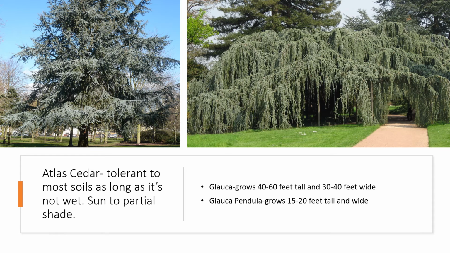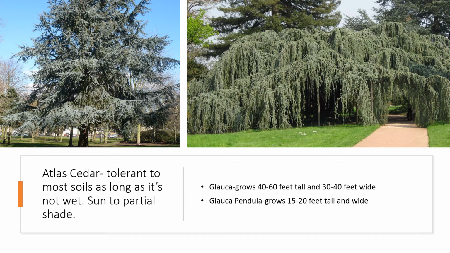Here's Atlas cedar. This is a true cedar, unlike what we call a cedar tree around here, which is actually a juniper. This again is a true cedar. It's tolerant to most soils, as long as it's not wet. It does not want to be in a wet location. It will grow in sun to partial shade, but definitely prefers full sun. There's several varieties of these out on the market as well, but this is probably the most common type, glauca.